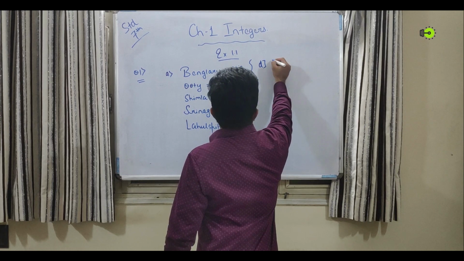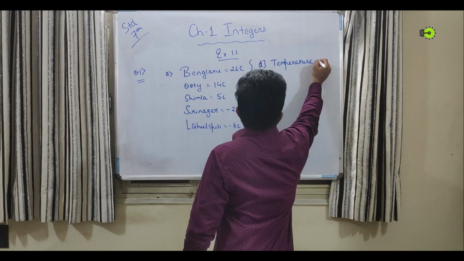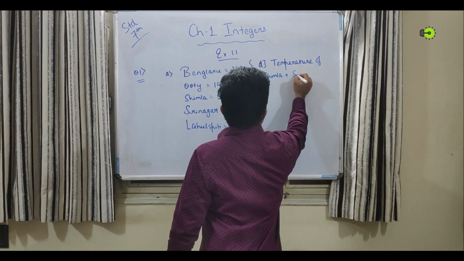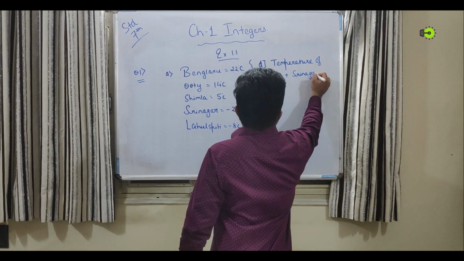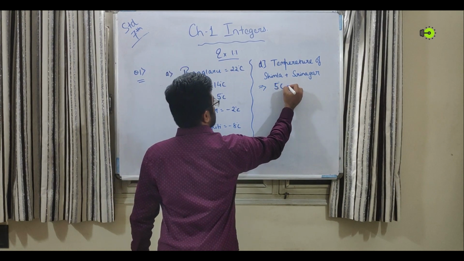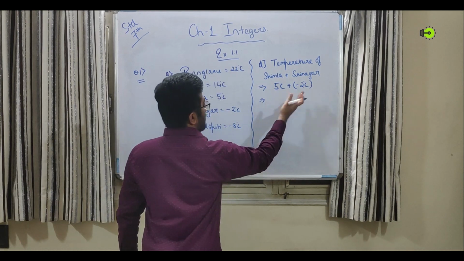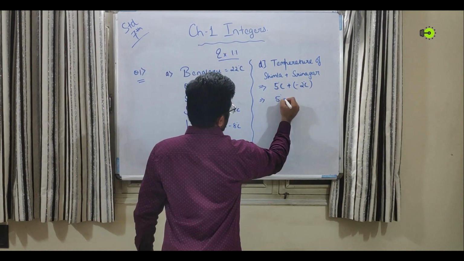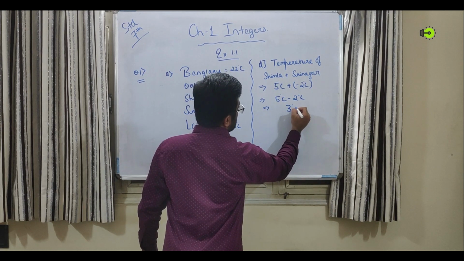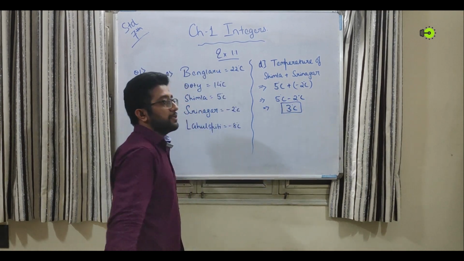Temperature of Shimla plus Srinagar. Shimla is 5 degrees Celsius. Srinagar is minus 2 degrees Celsius. So we are adding it. Plus minus is minus, that is 5 degrees Celsius minus 2 degrees Celsius, which will give us 3 degrees Celsius. Sign of the greater: here it is positive. So the answer is 3 degrees Celsius.